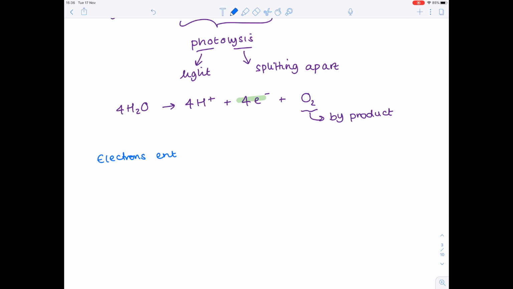Electrons enter photosystem 2, which is in the thylakoid membrane.